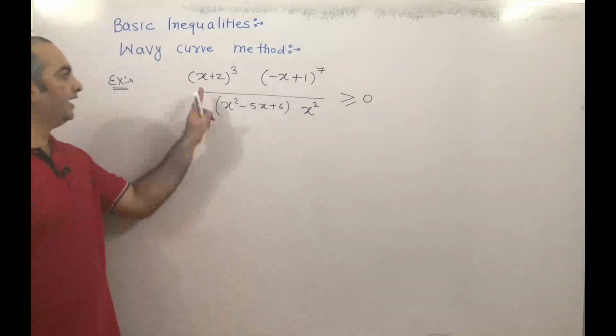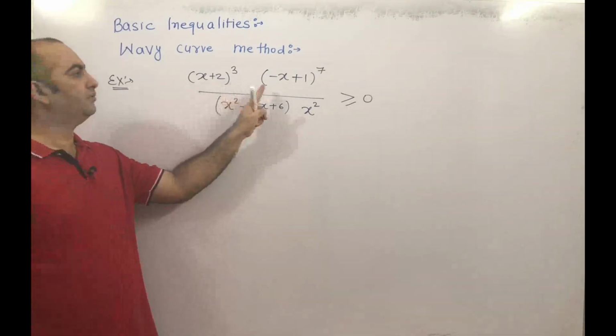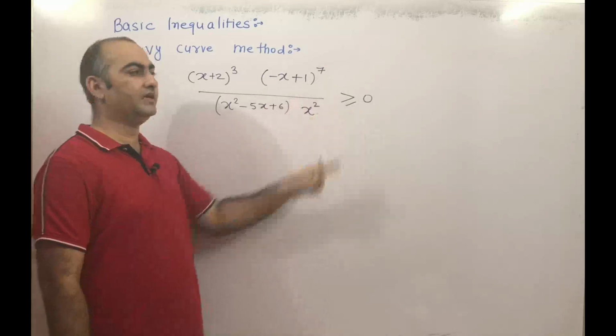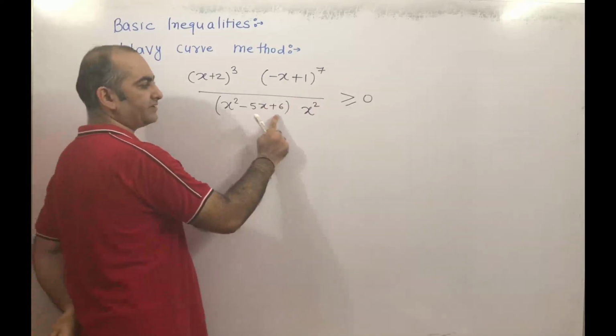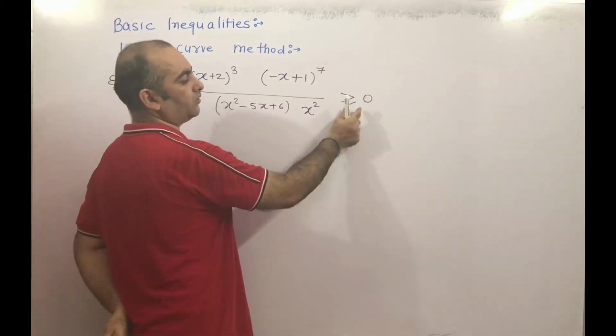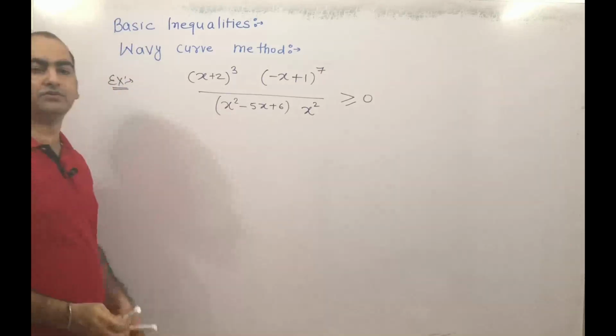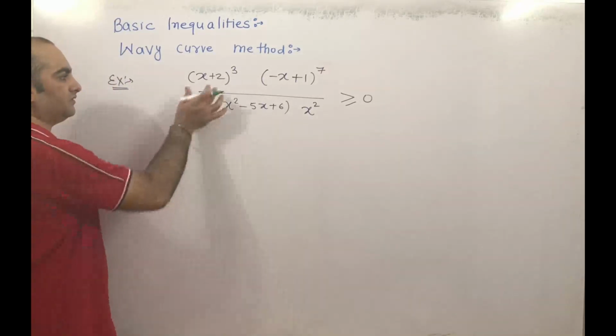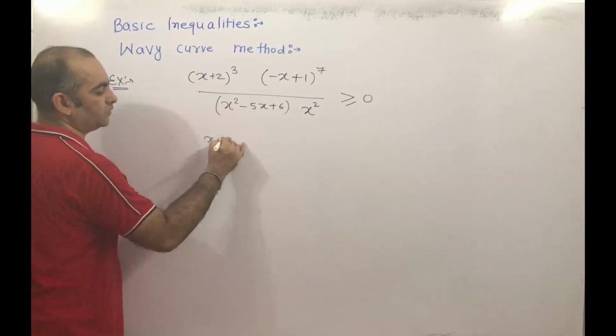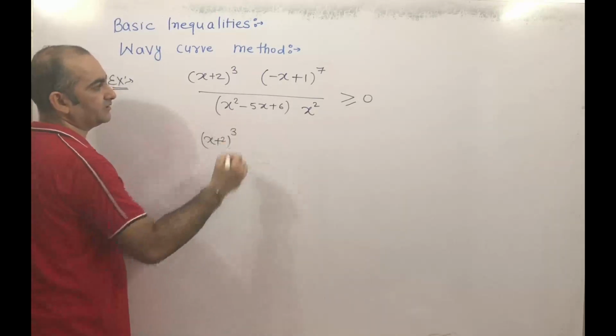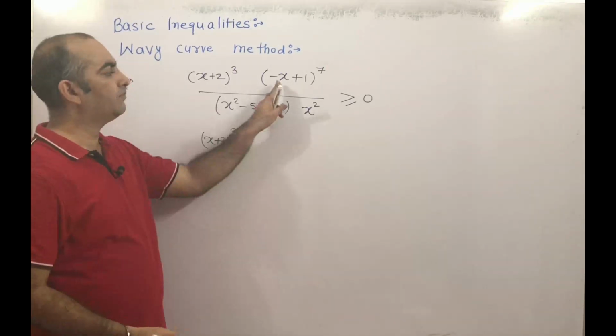Next example is (x+2)^3 (-x+1)^7 divided by (x² - 5x + 6) x² is greater than or equal to 0. So this problem we have to solve. What you will do here: (x+2)^3 is as it is. From here we will take minus common.